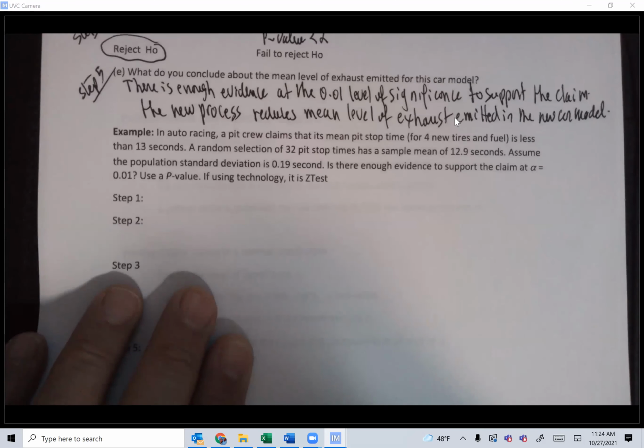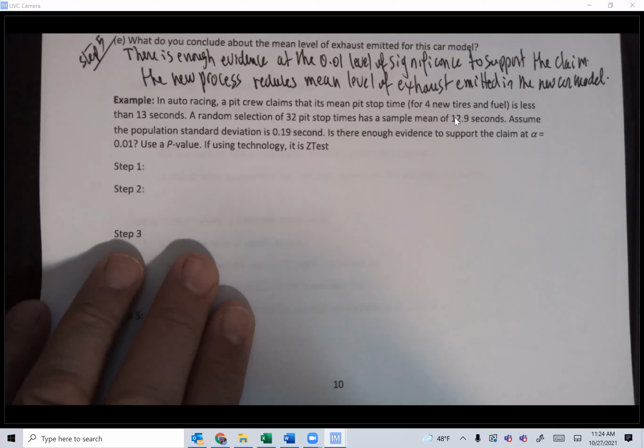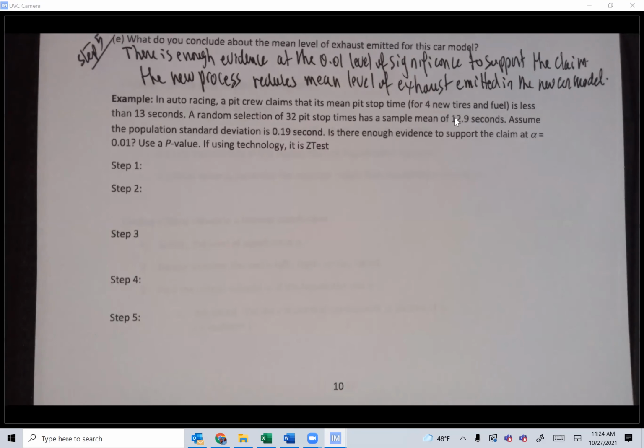Okay, let's do another one together. Now we're going to use it on the calculator. So please have your calculator handy, guys. And we're going to show you how to do the 5 steps using the calculator.